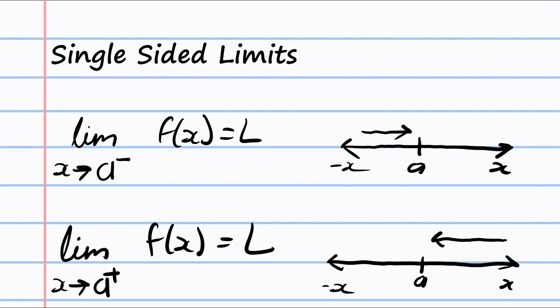And one more important thing to know is that for a two-sided limit to exist, you need the left-hand side limit and the right-hand side limit to equal each other. And that's a very important rule.